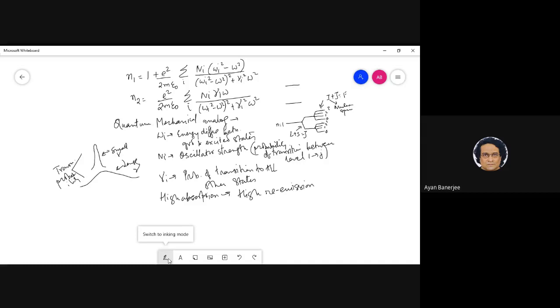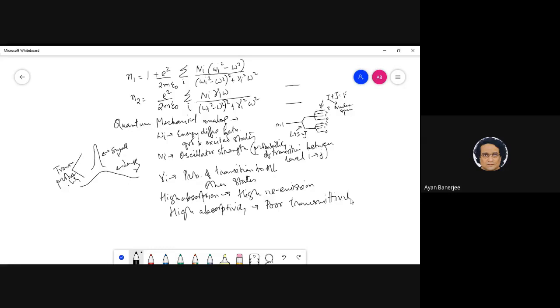That is also correct, but at the same time we tend to associate absorption with bad reflection also. That is not true. You can say that high absorptivity may lead to poor transmittivity. That certainly holds strongly.